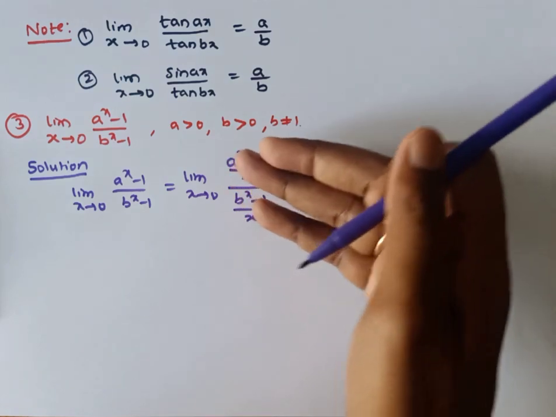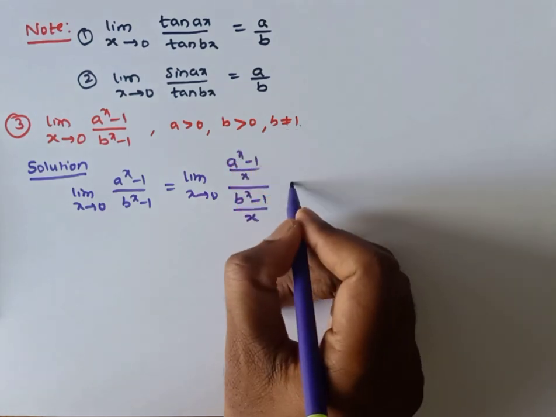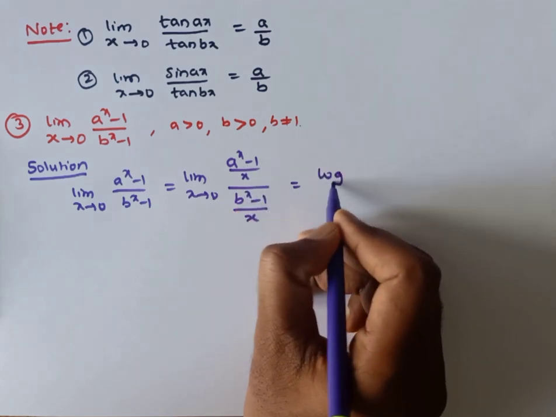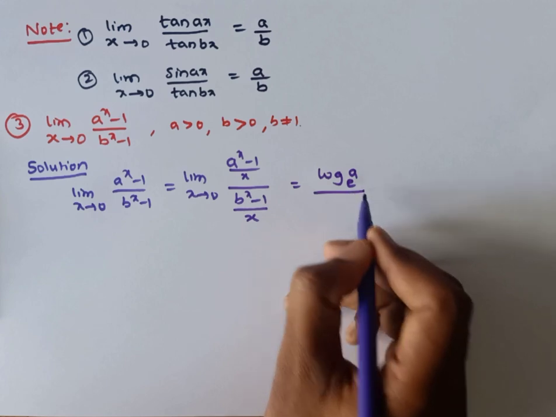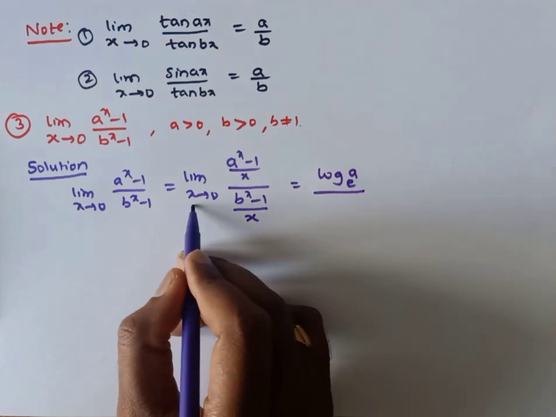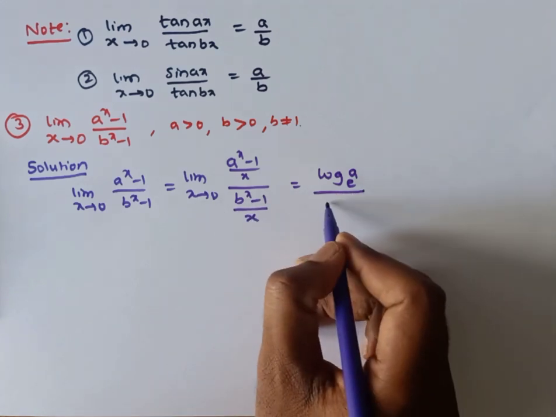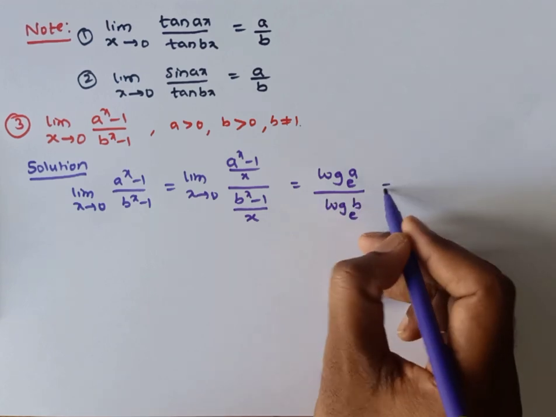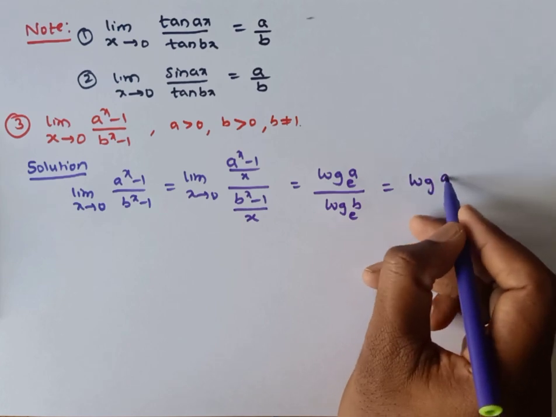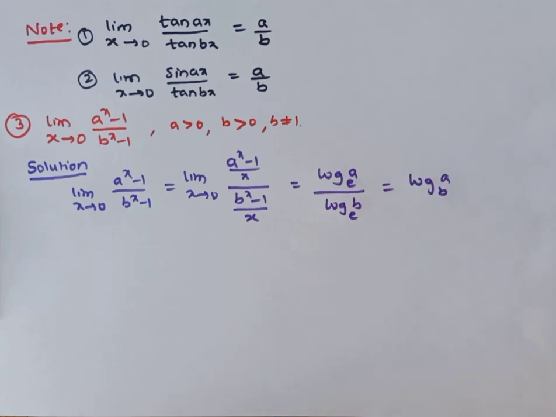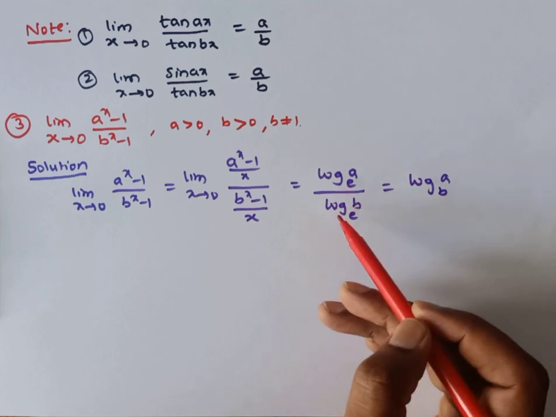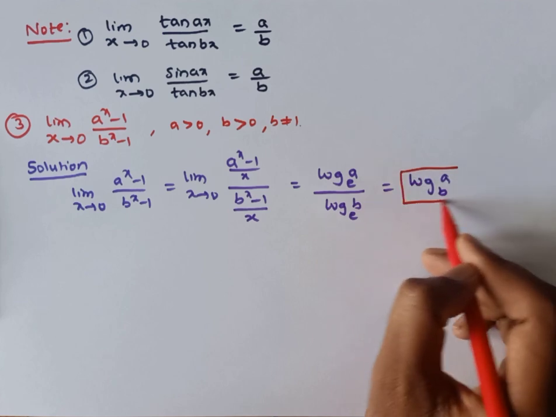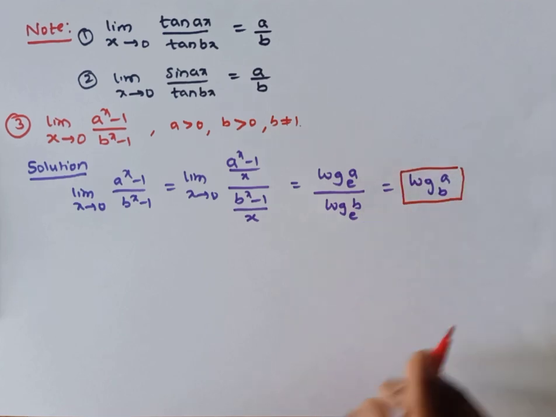So here we need to apply the limit for the numerator as well as the denominator. Limit x tends to 0 of a power x minus 1 by x is logarithm of a to the base e, right? And divided by limit x tends to 0 of b power x minus 1 by x, which is logarithm of b to the base e. Or simply we can write it as logarithm of a to the base b also, no problem. So the answer is either log a to the base e divided by log b to the base e, or log a to the base b also. Both are correct.